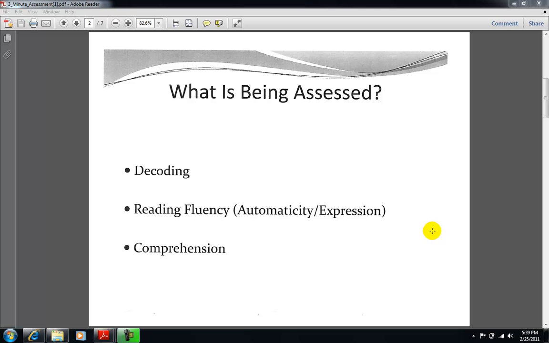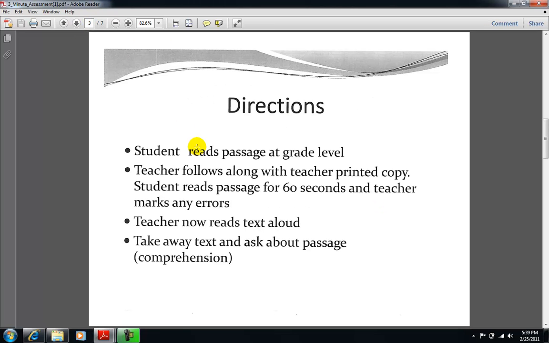And then the final thing that's assessed using the 3-minute assessments is comprehension in the form of listening comprehension, and that's done by oral retell or oral recall. So the directions are pretty cut and dry and can be found on page 8. They're broken into 4 separate steps, and we'll just go through those very quickly.